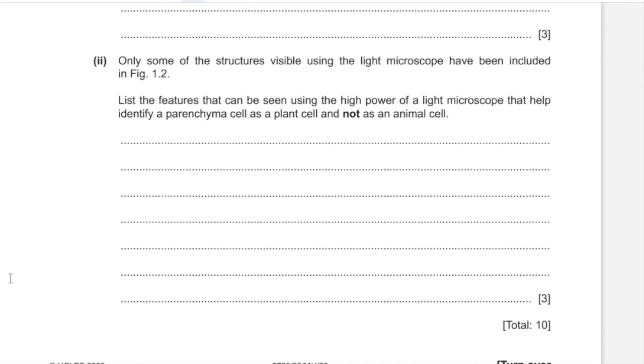2. Only some of the structures visible using the light microscope have been included in figure 1.2. List the features that can be seen using the high power of a light microscope that can help identify a parenchyma cell as a plant cell and not as an animal cell. So any features of a plant cell that distinguish it from an animal cell, which would include a cell wall, plasmodesmata, and a large vacuole in the center of the cell.